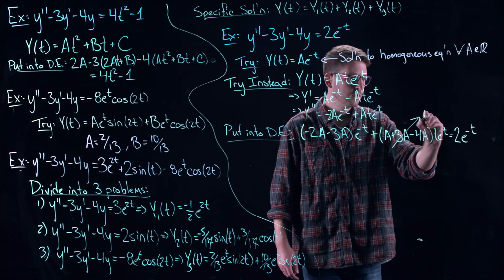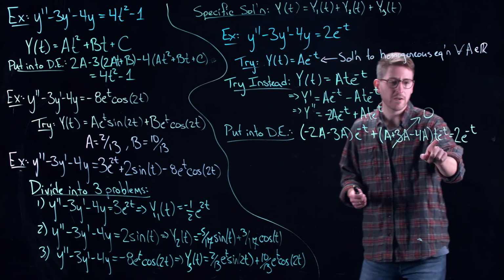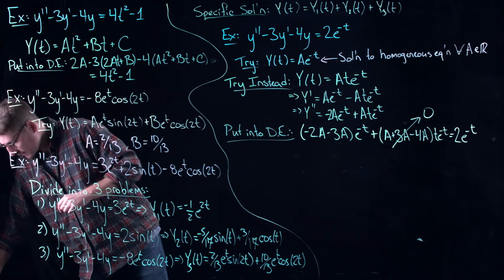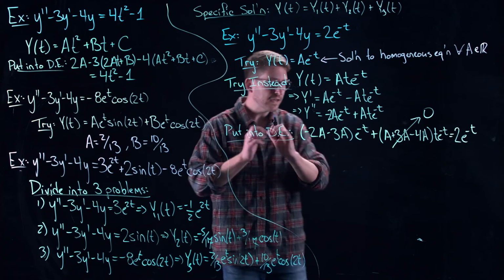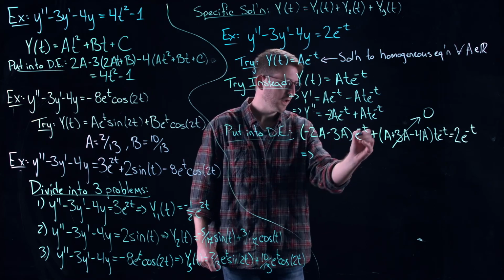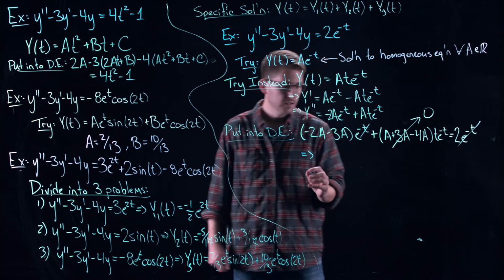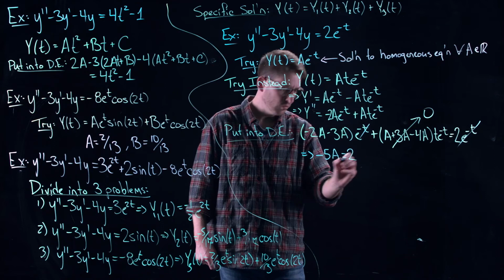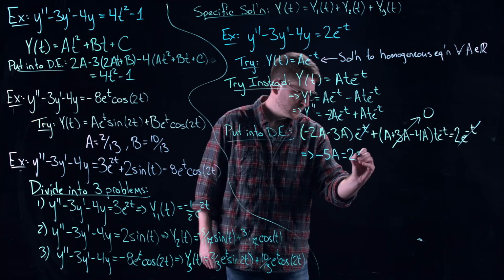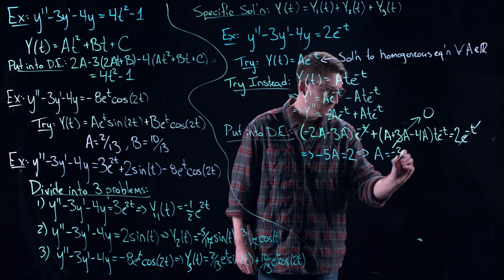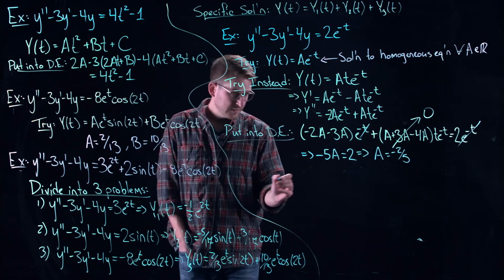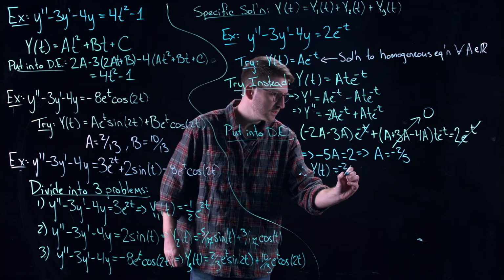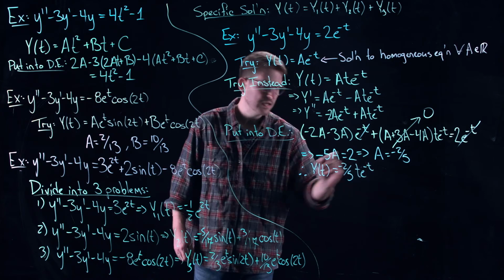Now, why is that a good thing? Because this is 0. That comes from the fact that e to the minus t was a solution to the homogeneous equation. And now I love it, right? This is nice and easy. If I knock off my common factors right here, I get minus 5a is equal to 2, which gives me a is equal to -2/5. And therefore, capital Y of t is equal to -2/5 t e to the minus t.